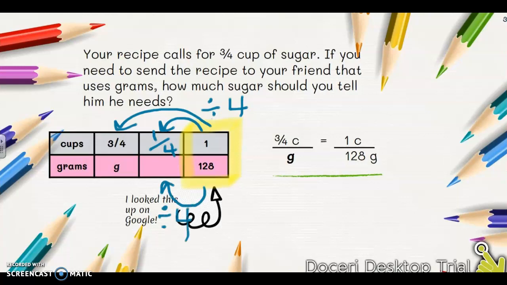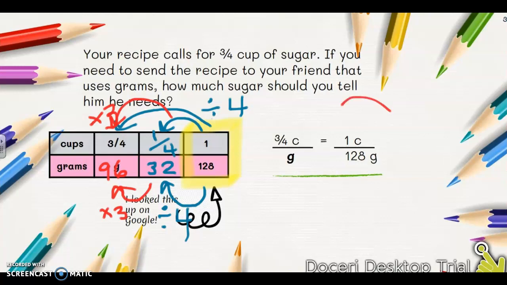So 128 divided by 4. 12 divided by 4 is 3. 8 divided by 4 is 2. So I know that 1/4 of a cup is equivalent to 32 grams. Now all I have to do is multiply this 1/4 times 3. And if I do that times 3, I also have to do this one times 3. So 32 times 3 is 96. So I know that my friend would need to use 96 grams of sugar for his recipe.